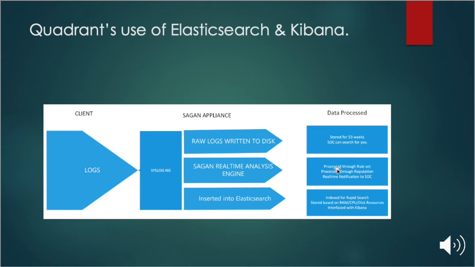And in addition to that, our logs within the Sagan real-time analysis engine are also compared to decades of data gathered by Quadrant for reputational analysis. Then simultaneously, the logs are inserted into Elasticsearch, which can be either running on the Sagan appliance itself or in a separate appliance, depending on what your organization has requested. And the amount of logs that are there will be determined by hardware resources. Generally, there are more recent logs, and that's the purpose of this video, to show you how to use Kibana to search those more recent logs.